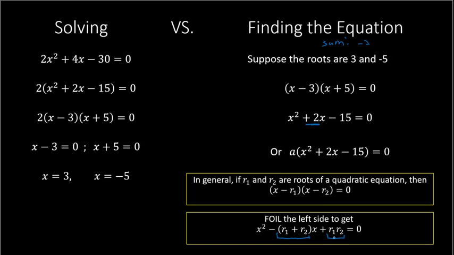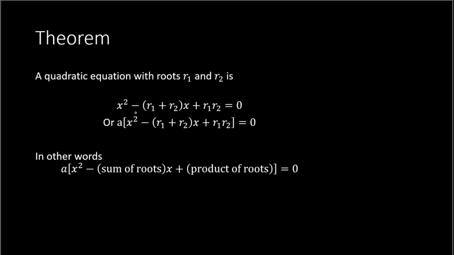And then for the constant, we took r1 times r2. So 3 times negative 5 gave us negative 15, and that is what we had for the last term. So this is, in general, a shortcut to get the equation. Instead of going through all these steps, we can just jump right to this. Here is the same thing written out as a theorem. The theorem says that a quadratic equation with roots r1 and r2 would be expressed in this manner.